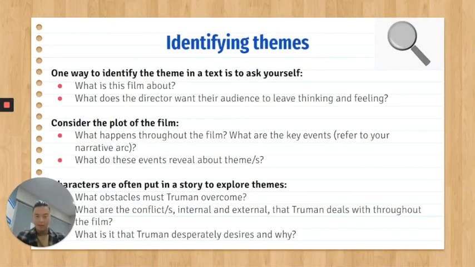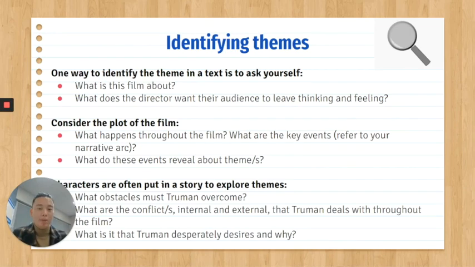So, a lot of you guys probably would have been thinking yesterday, so we know what themes are, I can define them now, but how do I actually find and identify themes in films or any piece of work for that matter? And I always try to do that by focusing on these focus questions. So one way to identify theme in a text is to ask yourself, what is this text or what is this film about? What does the director or the author, if you're studying a book, want the audience, me, to leave thinking and feeling? You can also identify themes by looking at the plot of the film.